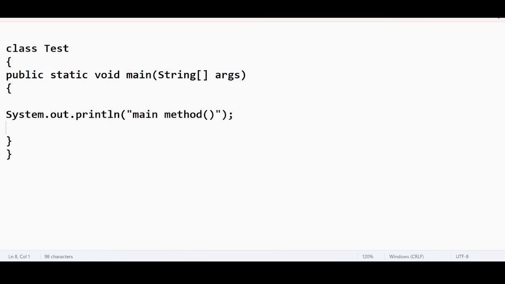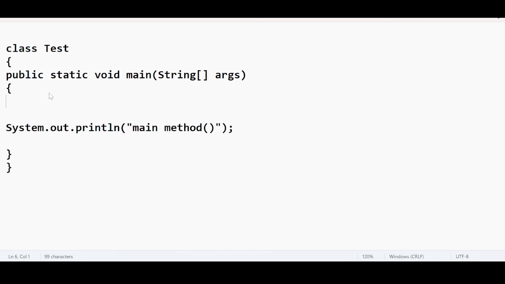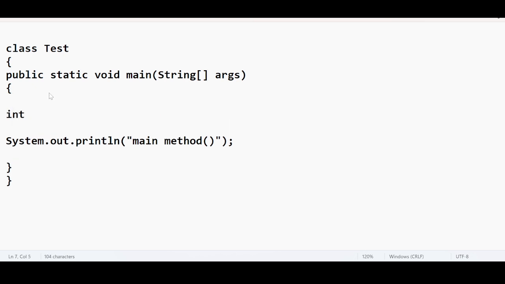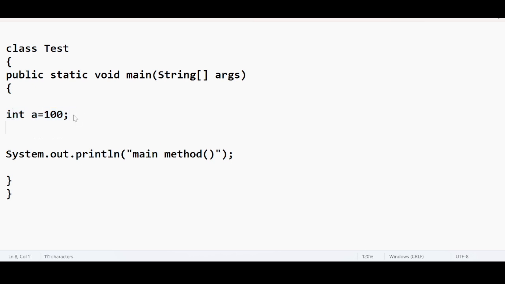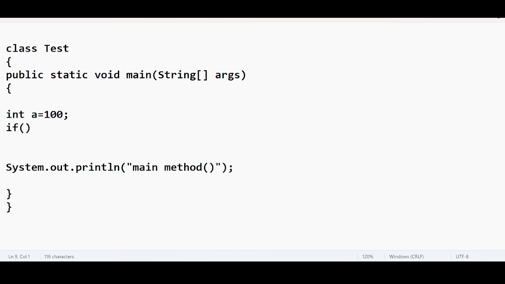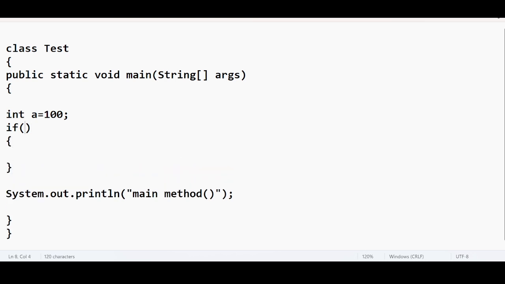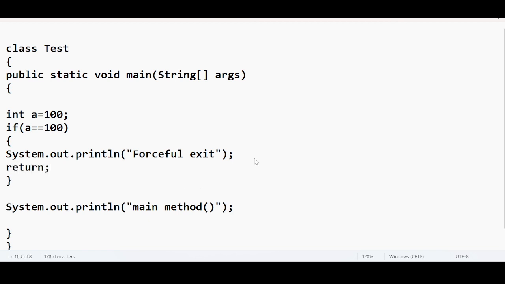But there are some cases where you need to do the forceful exit. For example, I'm taking int a equal to 100. If a double equal to 100, here I am specifying a statement like "forceful exit". Then return. Now this return statement is part of the if block.